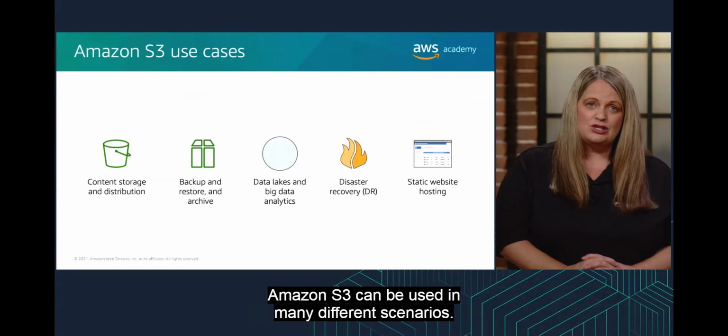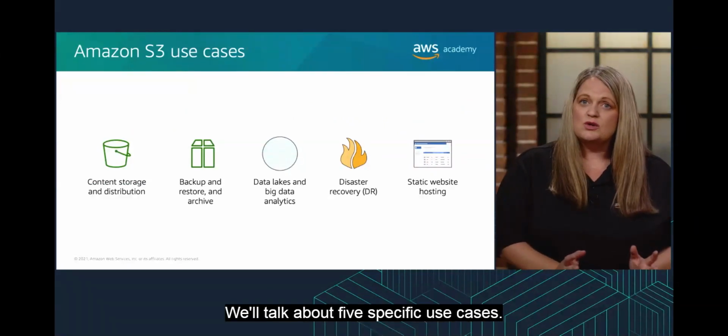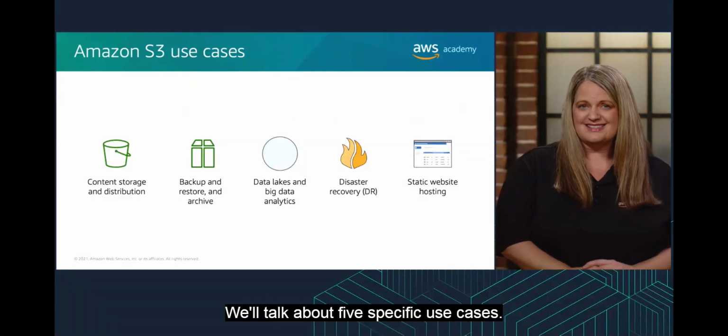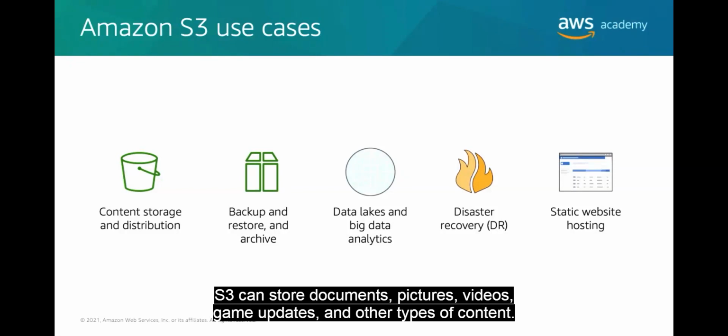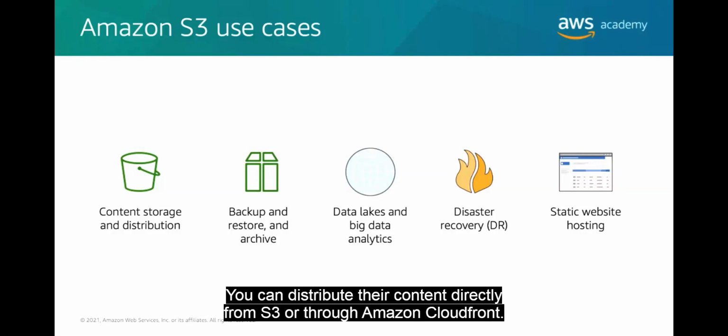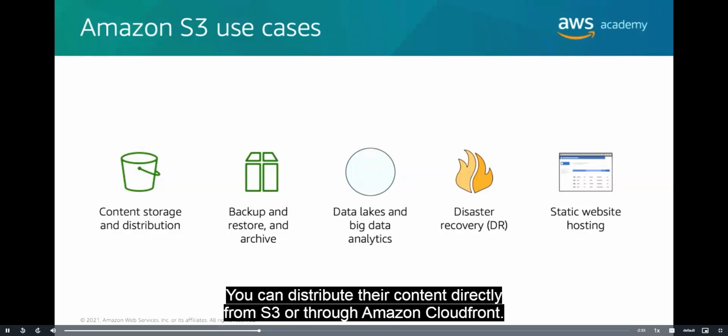Amazon S3 can be used in many different scenarios. We'll talk about 5 specific use cases. The first use case is secure content storage and distribution for static content. S3 can store documents, pictures, videos, game updates, and other types of content. You can distribute the content directly from S3 or through Amazon CloudFront.